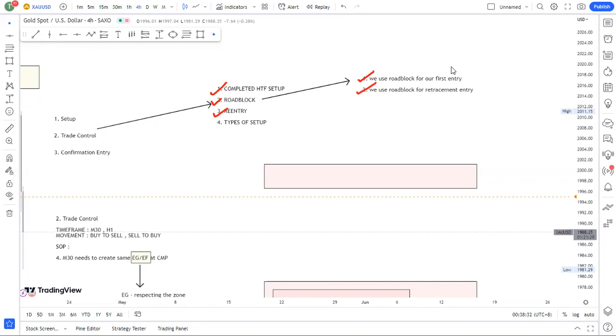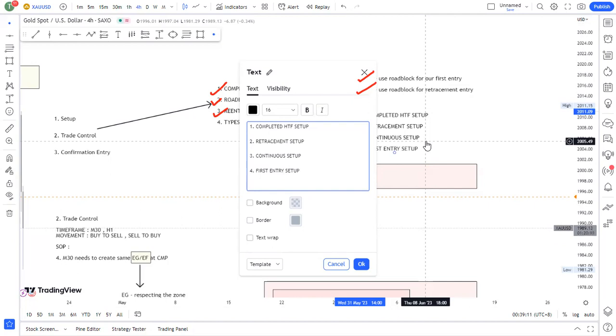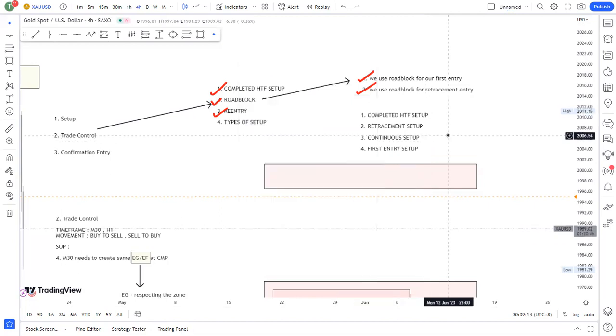Can you name those? I'll just note it down on my sheet page. Types of setup. Number one is completed high time frame setup, where we take the 4 hours zone and then wait for 30 minutes straight. Number two is retracement setup. Number three is where we take it from roadblocks, the engulfing failed setup, continuation setup. And number four is our first entry, this is the refined zone. Okay, perfect. It's easy, right?